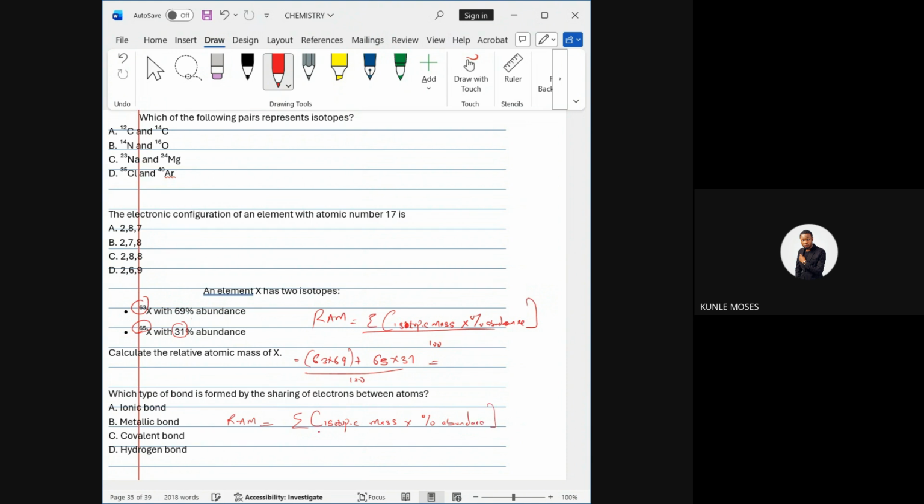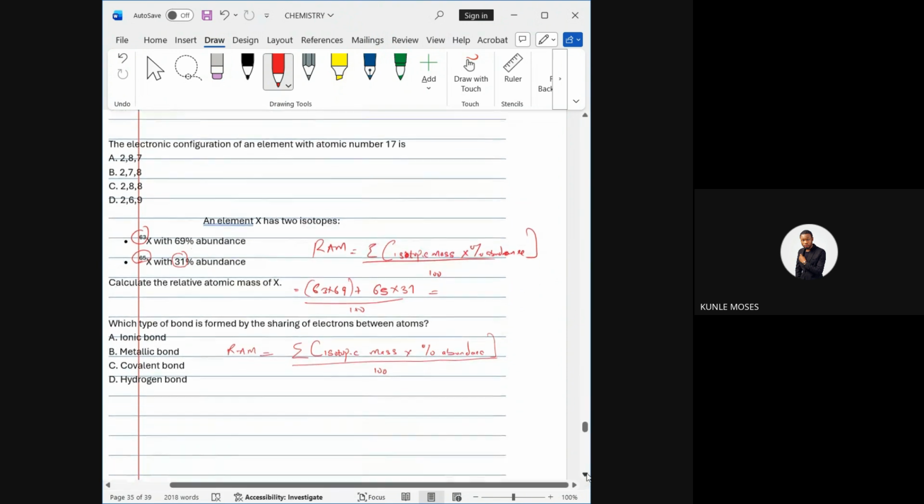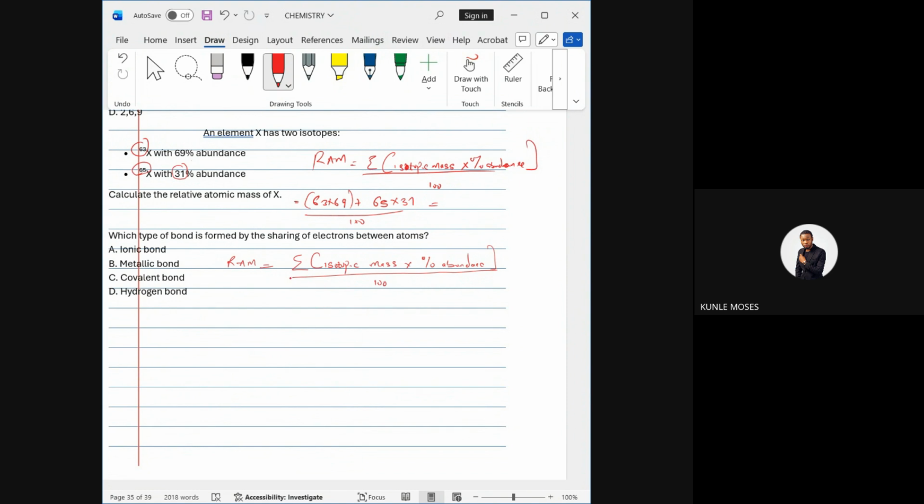Then you divide the whole thing by 100. Is that taken? So now, what is isotopic mass? Isotopic mass is the one that is always at the top left.